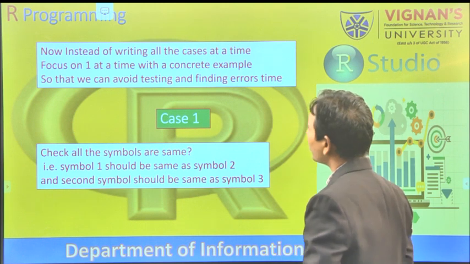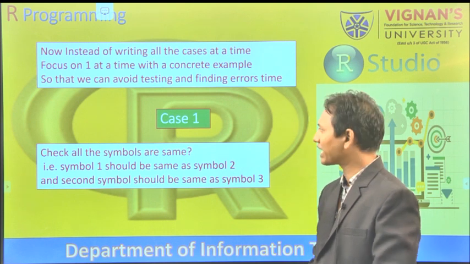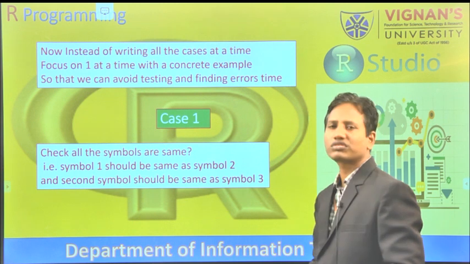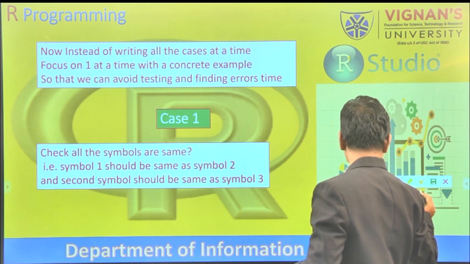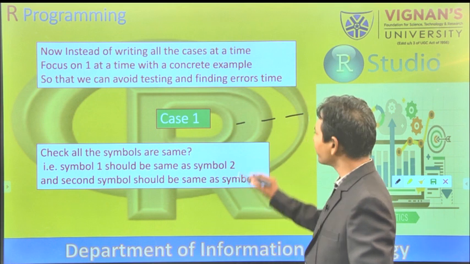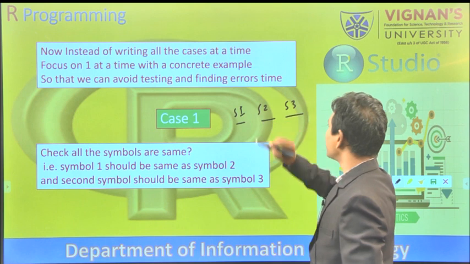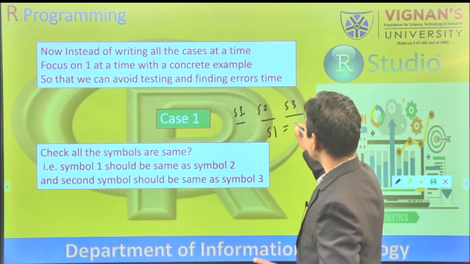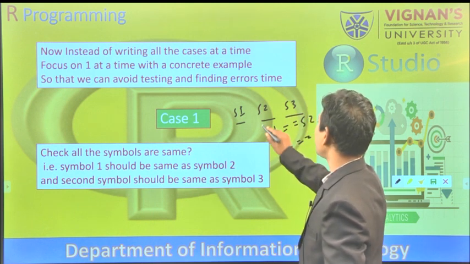So now instead of writing all the cases at a time, we'll focus on them one by one. My case 1 is to check whether all the symbols are the same or not. In the sense, I got 3 symbols. This is my symbol 1, this is my symbol 2 and this is my symbol 3, and I need to check whether S1 is equal to S2 and S2 is double equal to S3.